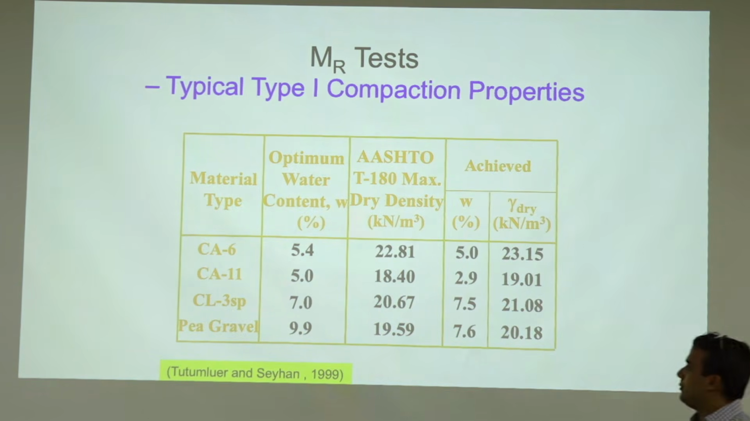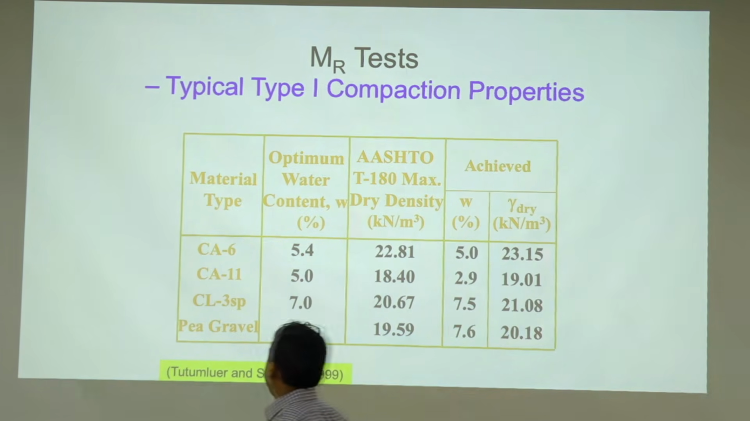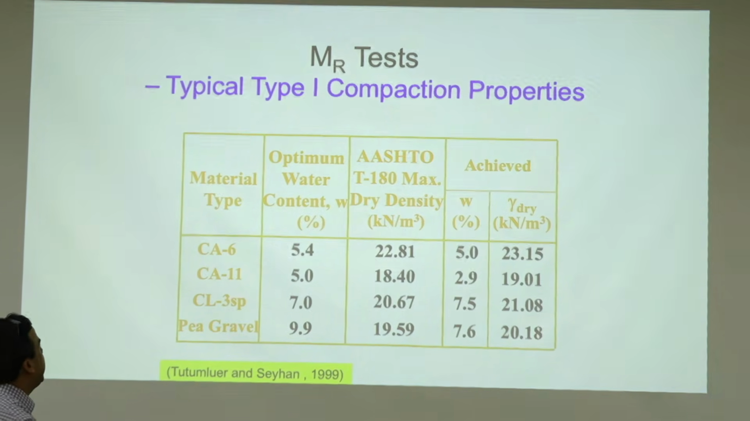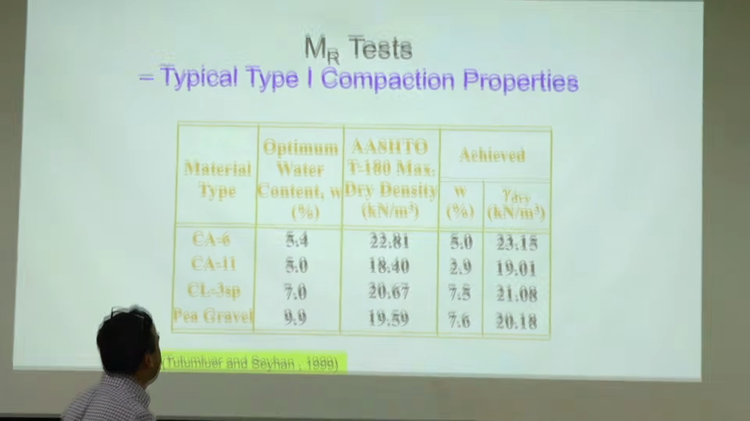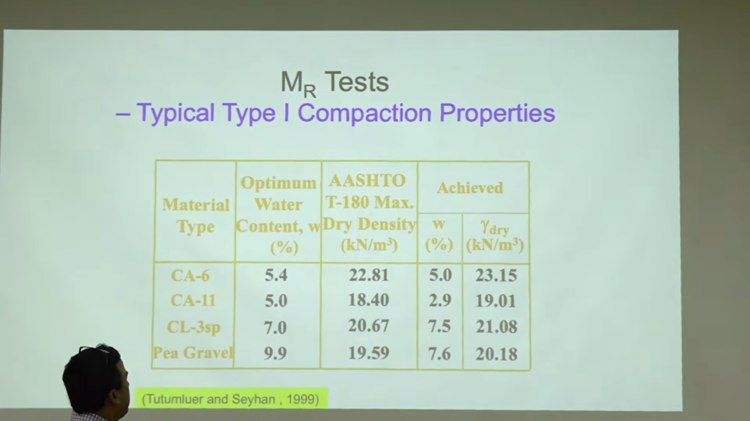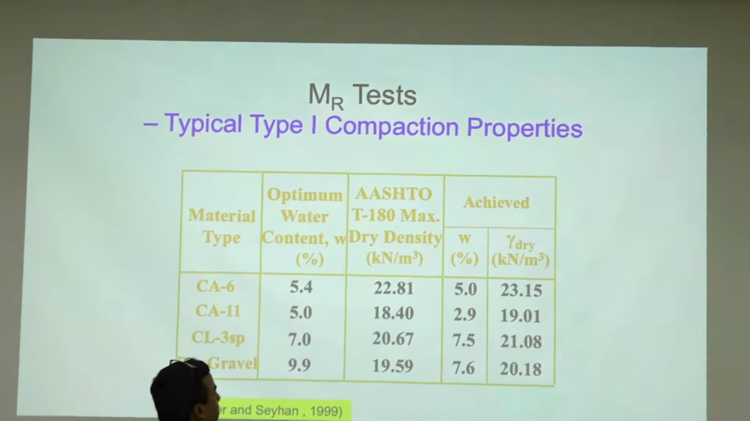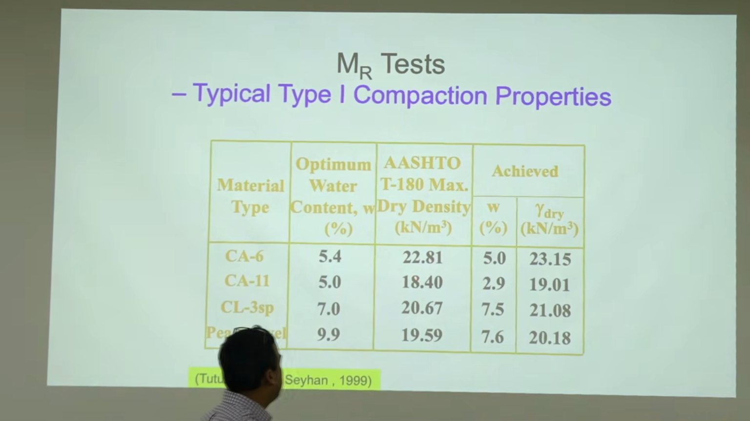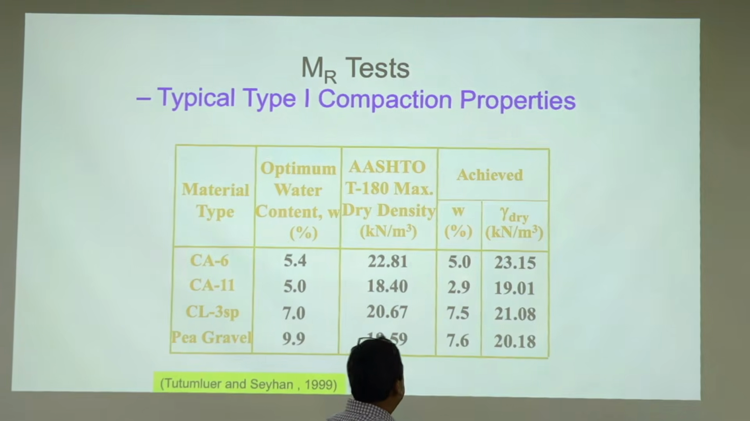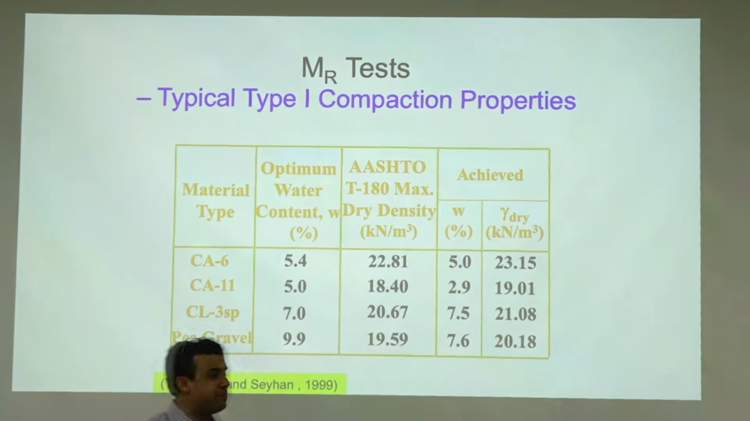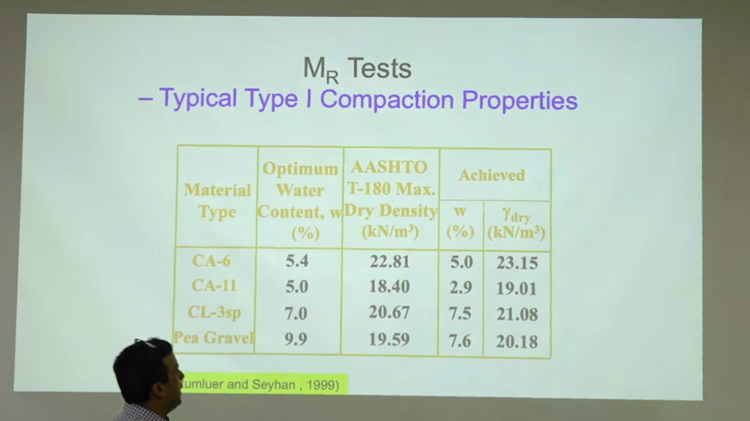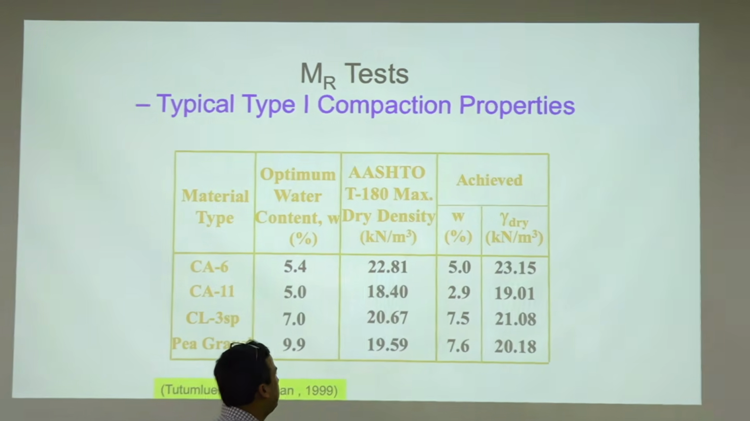So this is 4 different materials. CS6 is a typical dense graded aggregate base material. CA11 is more of a sub base material. There is pea gravel, and you do optimum water content. The T80, T180 is your modified compactive effort in terms of kilonewton per meter cube and achieved water. Again, experimenters, you need to really understand your optimum water content and the dry density. This is the density established.